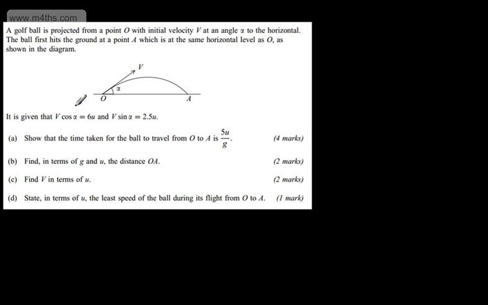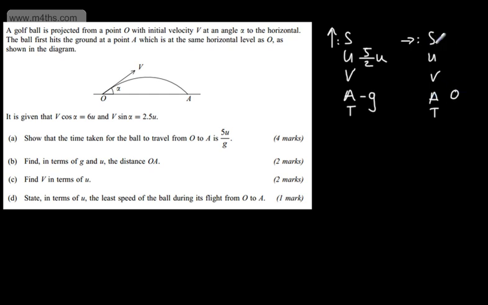Just consider now, this is the initial velocity in the horizontal direction, this is the initial velocity in the vertical direction. So all I'm going to do is just collect up my suvat and write this in before I move forward. So I can say that this is 2.5u, or 5 over 2u. We know that we've got negative g. If we then go horizontally using suvat, s, u, v, a and t, the acceleration will be 0, and we have 6u. So in part A for 4 marks, it says show that the time taken for the ball to travel from O to A is 5u over g.